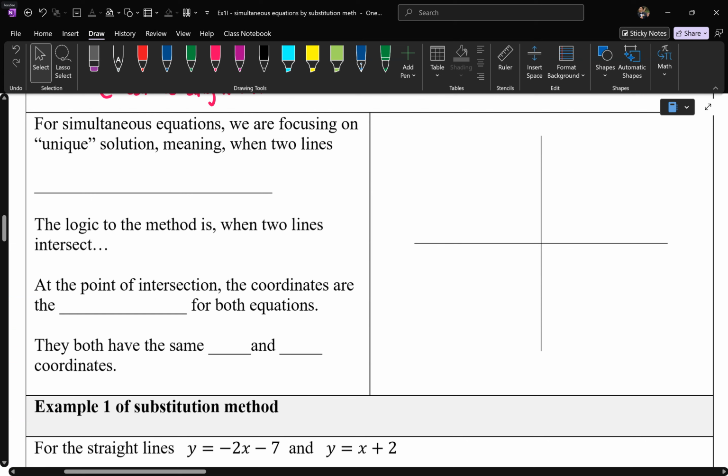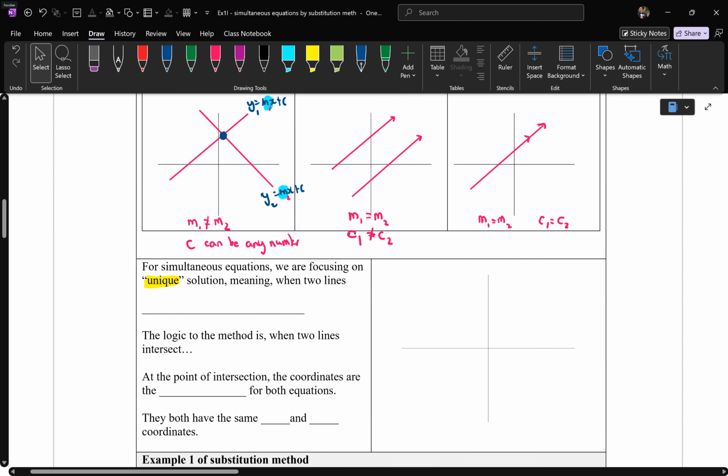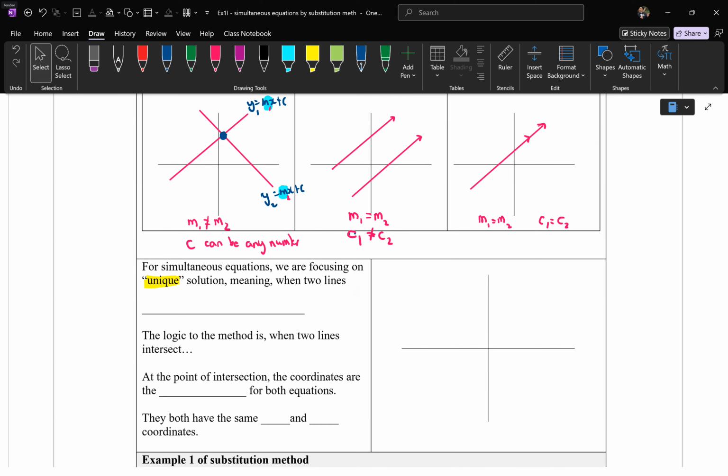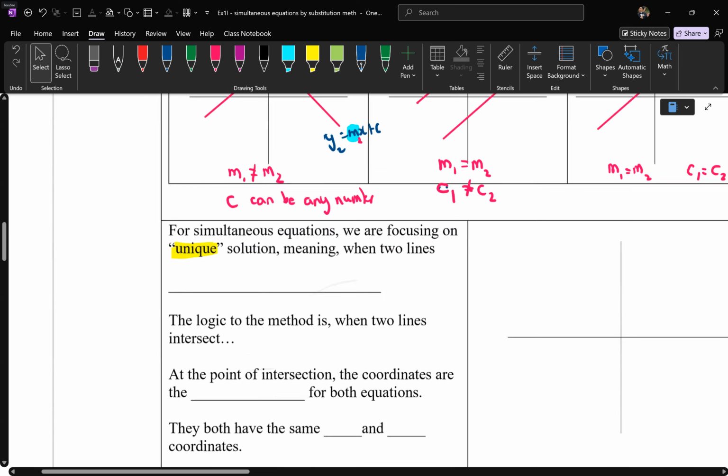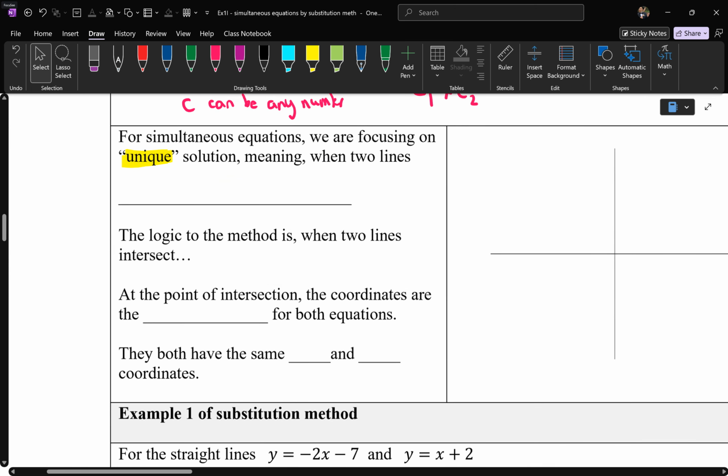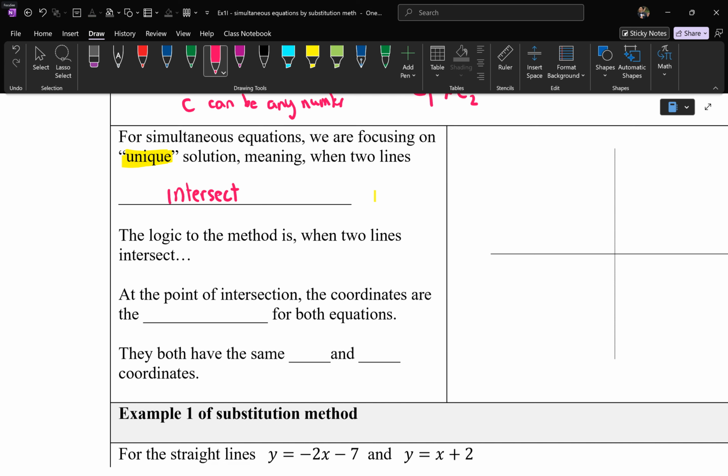So for simultaneous equations, we are focusing on unique solutions. So I'm talking about this one right here. We need M1 and M2 not to equal, and C can be any number, and then we can solve it. So if it ends up being that the gradients are the same, you won't be able to solve it. It's just impossible to solve, okay? Here we go. For simultaneous equations, we're focusing on unique solutions, meaning when two lines intersect. I want you to write that here so that you know. When they say do simultaneous equations, what they're really implicitly saying is find the intersections.